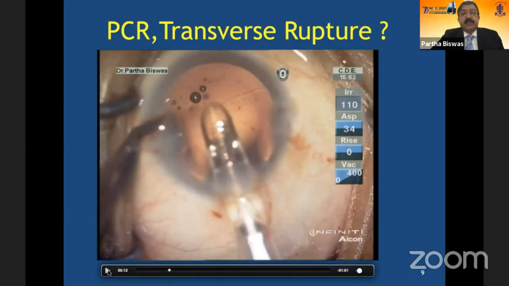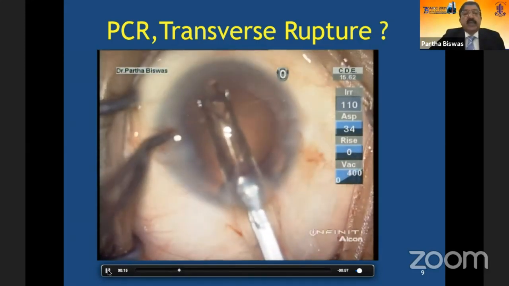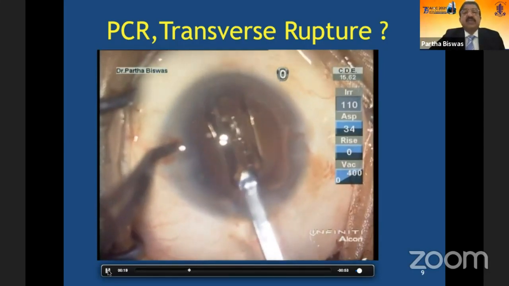So here is the place where it was a PCC. I was expecting a rupture. We had 2 lenses in place, the single piece as well as the multi-piece lens. And in this, it did rupture, and it was a horizontal end-to-end rupture. So look what I'm doing now. Can I place this intraocular lens in the bag, even with a ruptured bag?